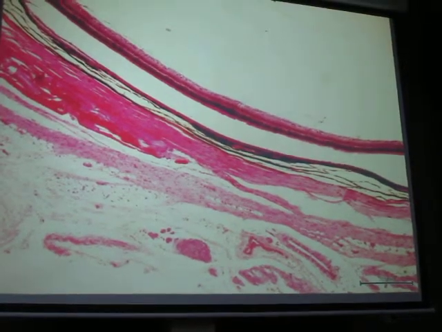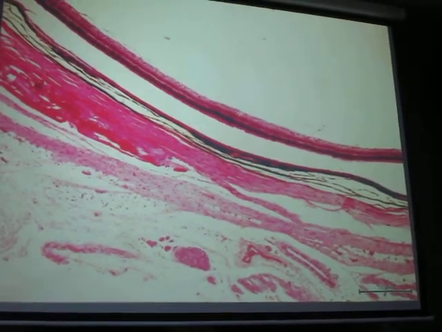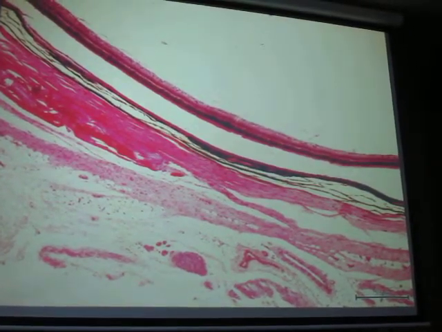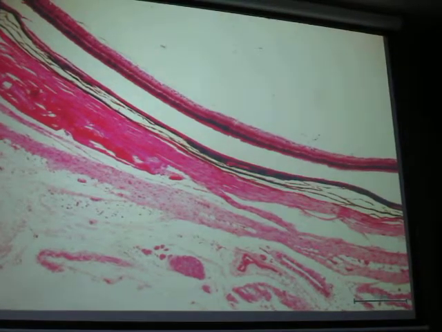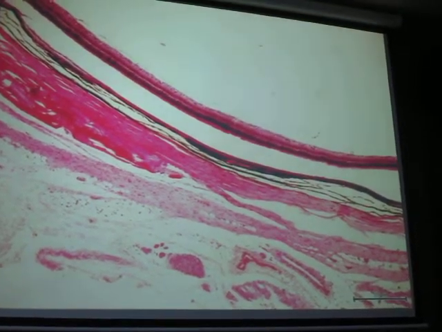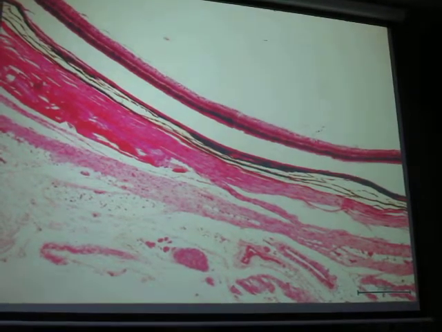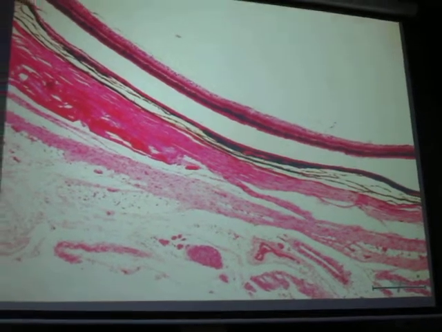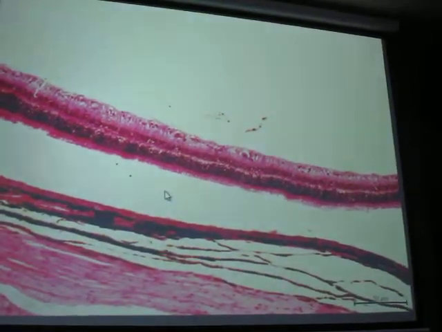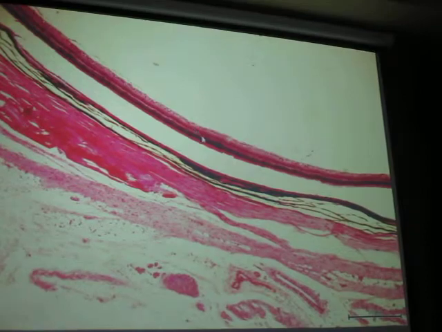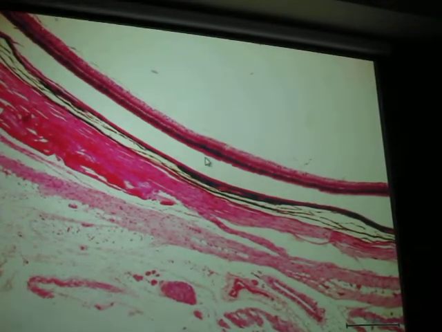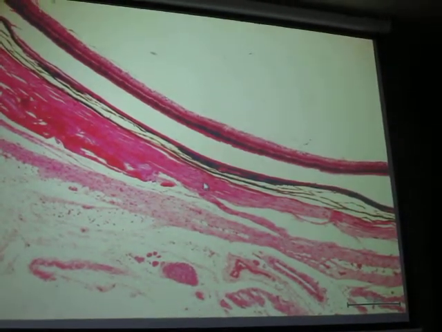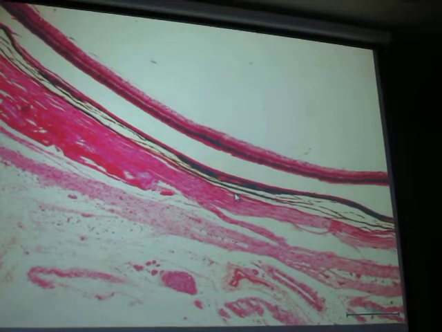How many tunics, or coverings of the eye, do you have? Three. But in this portion, how many layers can you see? Two, because you don't see the fibrous. What can you see there? The retina, the nervous layer, and the vascular.